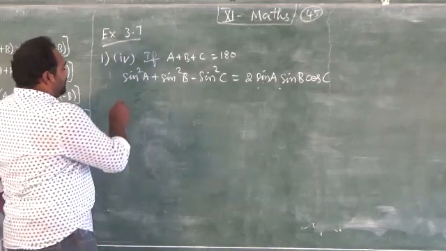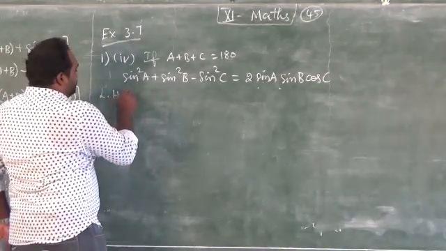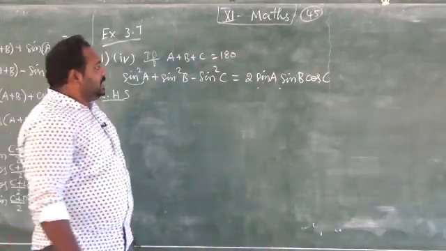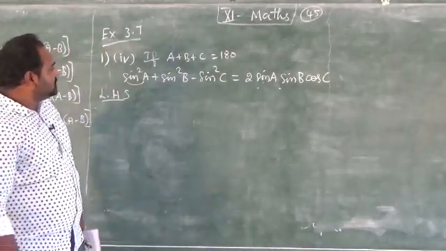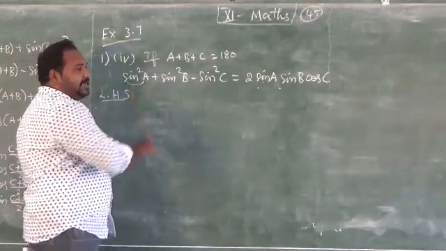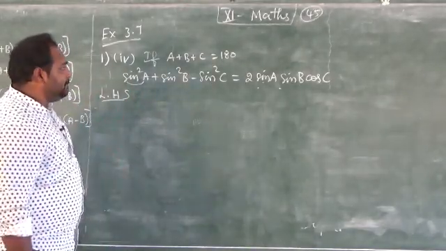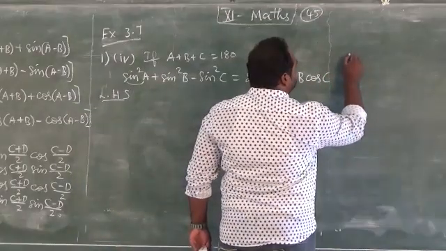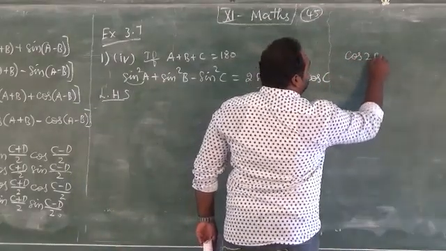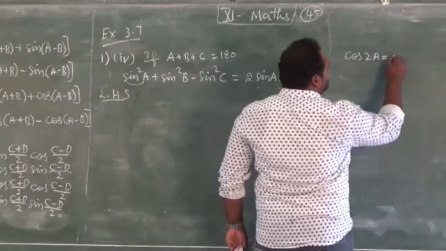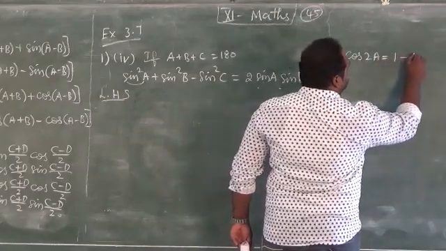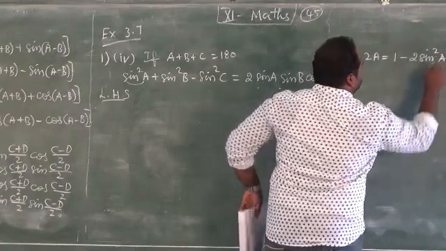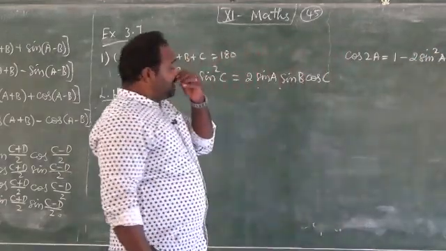Here I am going to take LHS and prove RHS. Here I have sin square A. Instead of that, I want to convert it to get the RHS. Here I am going to use the cos 2A formula, which is 1 minus 2 sin square A. This identity we know already very well.